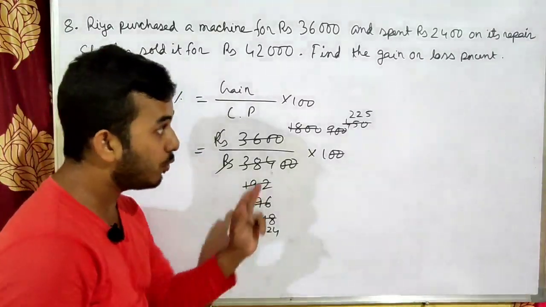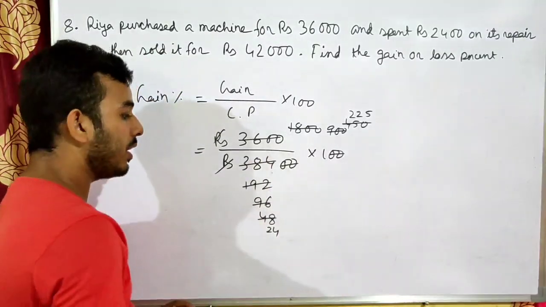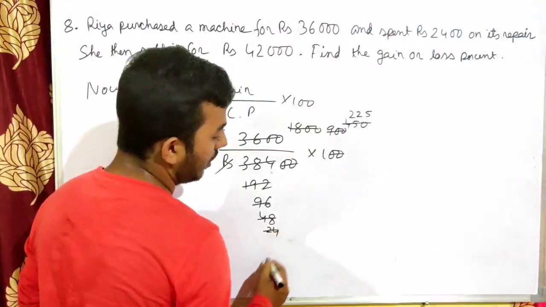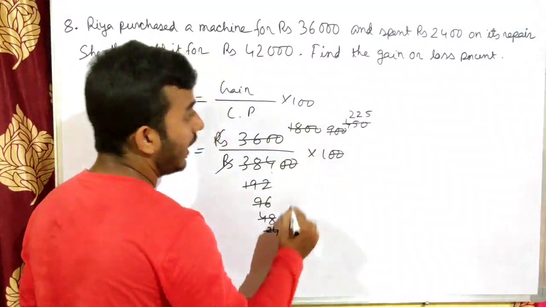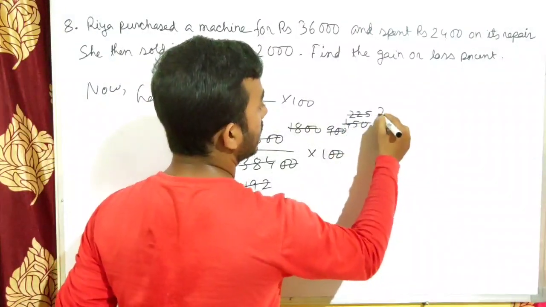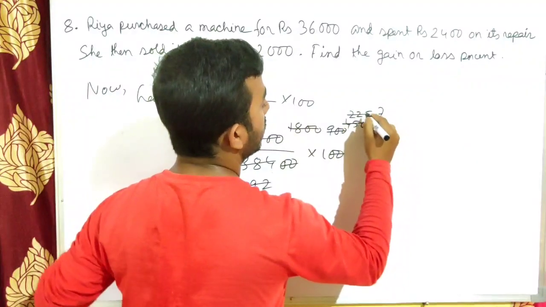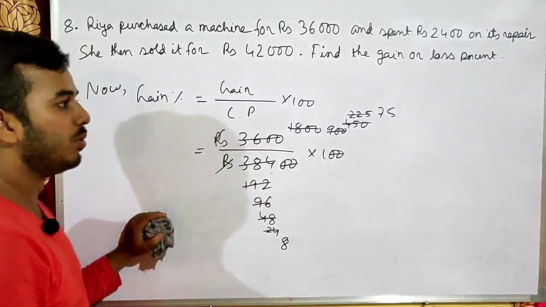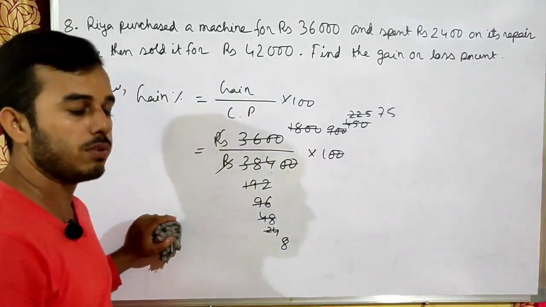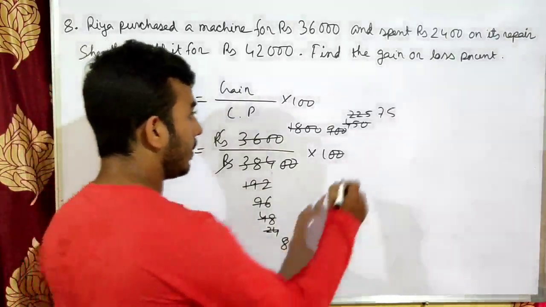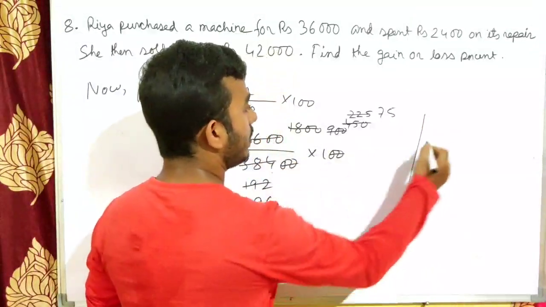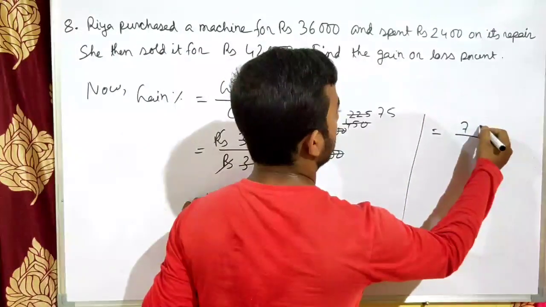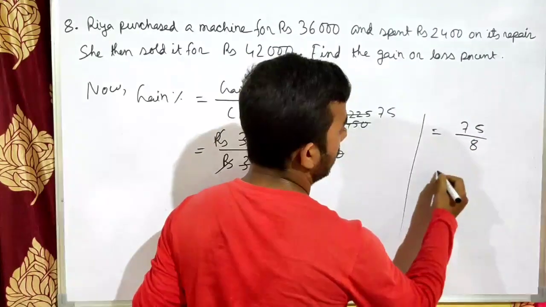So again, this 24 and 225 can be cancelled with 3, isn't it? 3 into 8 is 24, and 3 into 75 is 225. It is long, isn't it? But you can also cancel in a shorter process. So what is left? It is 75 divided by 8.